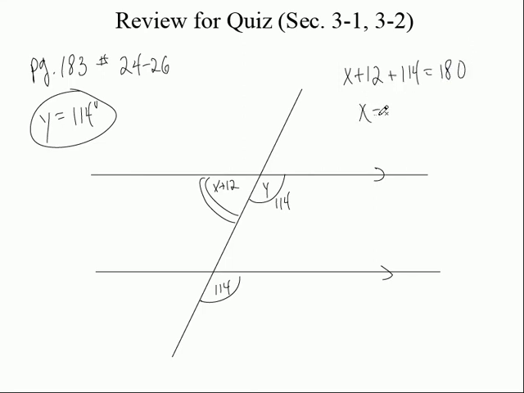So what's this? This is 26? Oops, not equals. What am I doing? Sorry, I gotta hurry. X + 12 + 114 equals 180. Subtract 126 from both sides, and X is what? 54. Okay, so X is 54, and there you go.